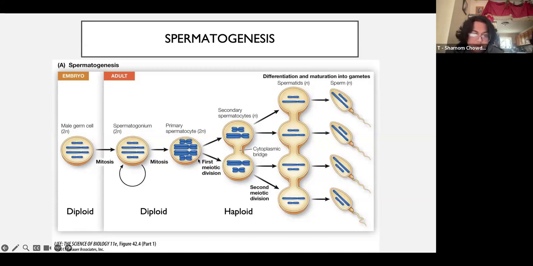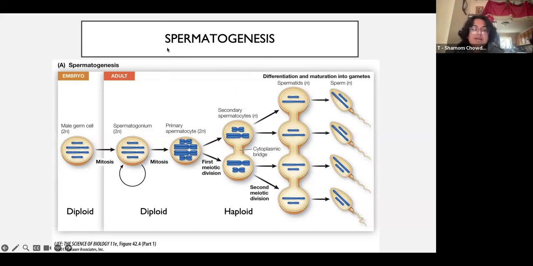Once again, make sure you memorize what occurs in each division. So the male germ cell, spermatogonium, is still diploid. Then the spermatogonium goes through mitosis again to become a primary spermatocyte. Once again, it's still diploid. Then in the first meiotic division, it becomes a secondary spermatocyte. Now it's haploid. Then it undergoes meiosis again, meiosis 2, and becomes a spermatid. And then lastly, that spermatid matures into a sperm.